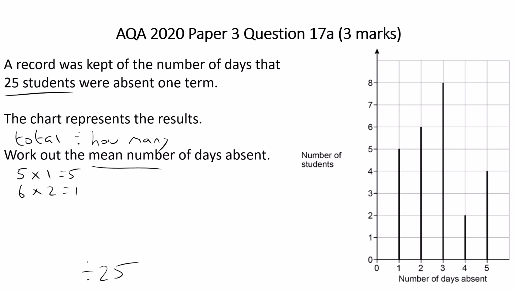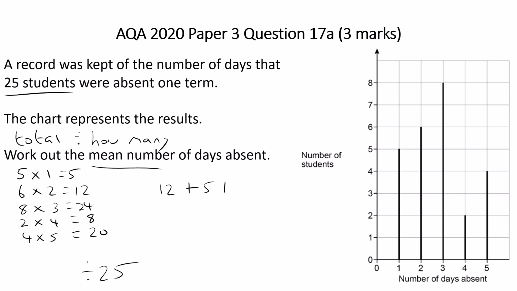Then we've got 8 students who had 3 days off. 8 times 3 is then 24. We've then got 2 students who had 4 days off. So that will give us 8. And then 4 students who had 5 days off. That'll give us 20.